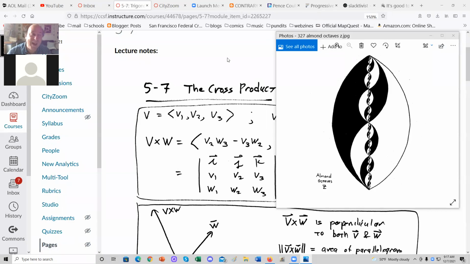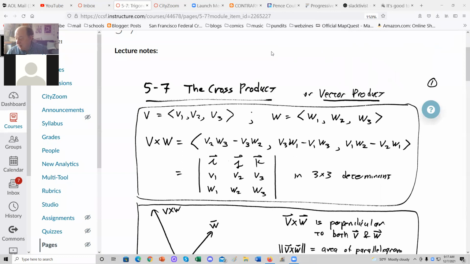Oh my goodness. Okay. This Zoom session is being brought to you by the fractal Almond Octaves Z. All right, fine. A brief one here today.